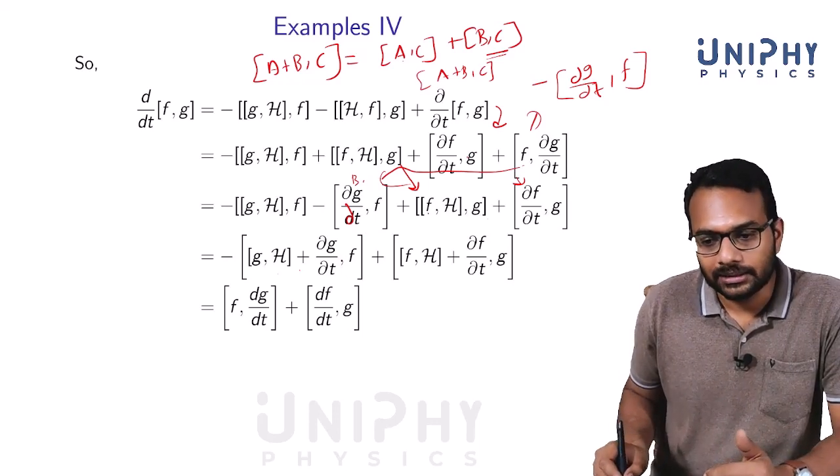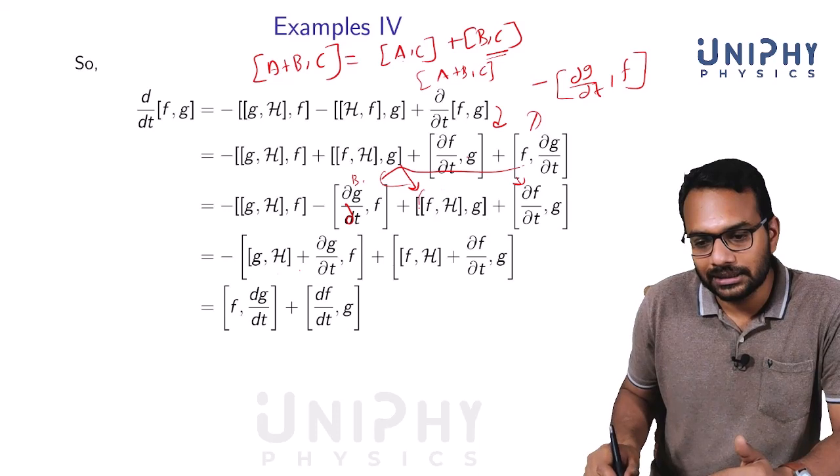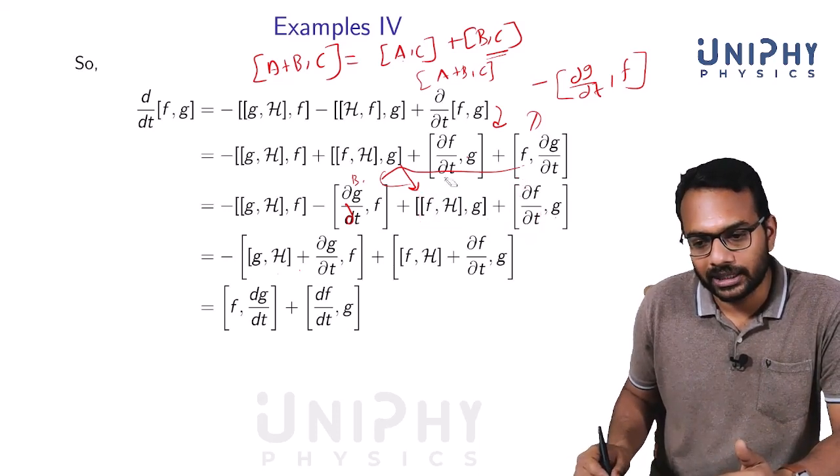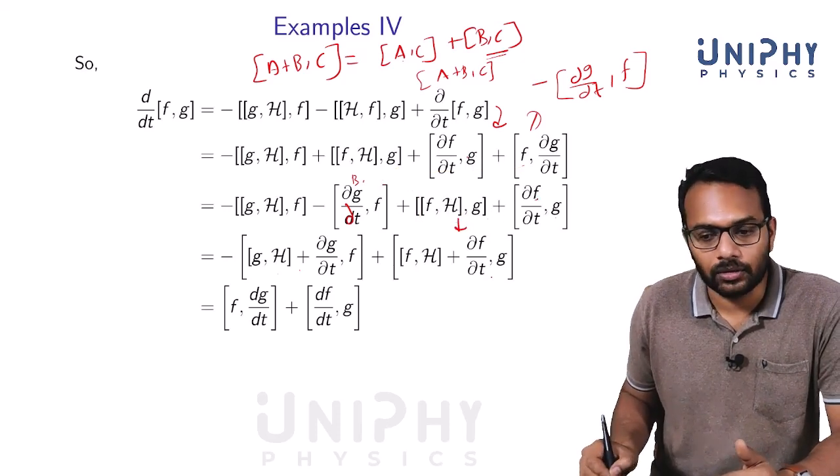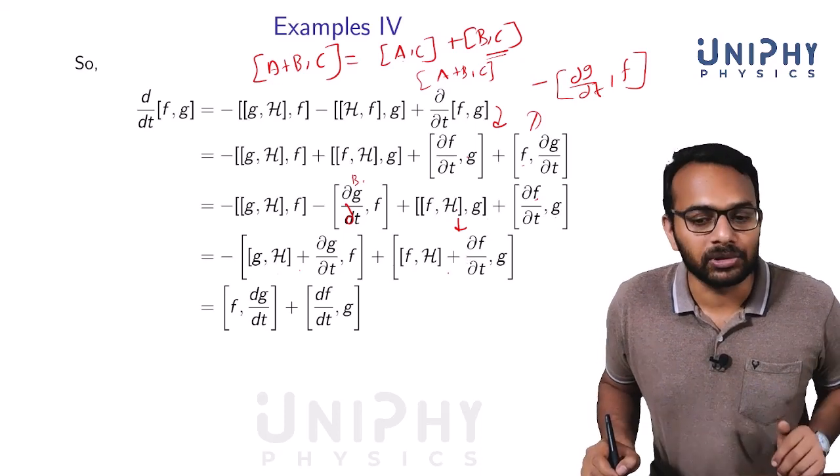Fine. Plus the same thing we do here, right? Because both these things have a Poisson bracket with g. So we can write this as f comma h plus dou f by dou t, comma g. We have used the distributive property.